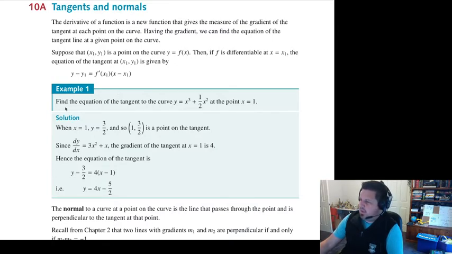So let's have a look here. It says find the equation of the tangent to the curve at the point x equals 1. First of all, we need to find its corresponding y coordinate, so we substitute 1 into the function and calculate that. It comes out as 3 over 2. So we've got the x1 and y1 values of 1 and 3 over 2, and that is the point of the tangent that we're going to be working out.